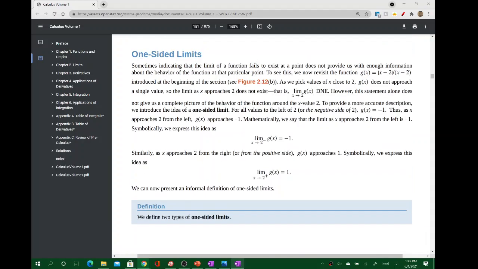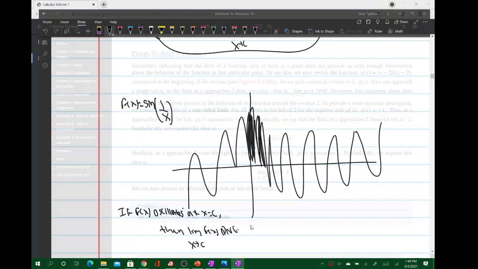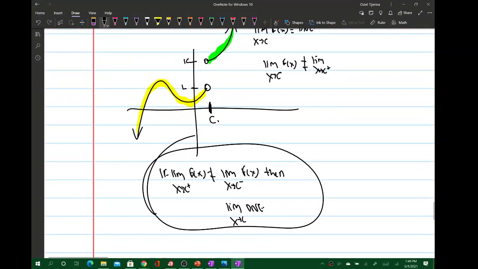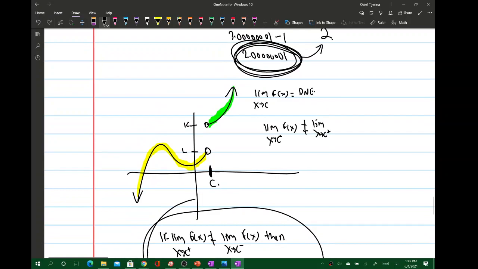So basically this is what I meant by one-sided limits. One-sided limits, like I said, are just these. The limit as x approaches c from the right versus the limit as x approaches c from the left. This is one-sided and this is one-sided. Okay?